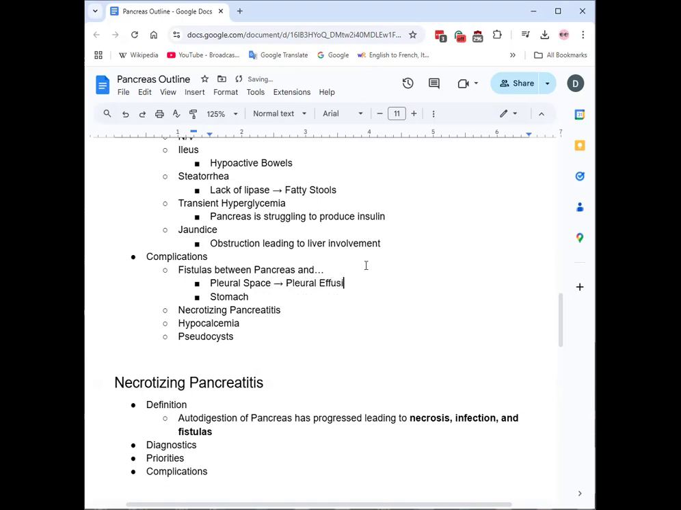The difference between pleural effusion and pulmonary edema is where the fluid is. If it's in the pleural space, it's pleural effusion. If it's in the actual lung itself, that's your pulmonary edema. What about when it gets to the stomach? The pancreas is right next to the lungs as well, and pleural effusion is a potential risk for ARDS. And when you have ARDS, big bad. You'll learn more about acute respiratory distress syndrome next semester.